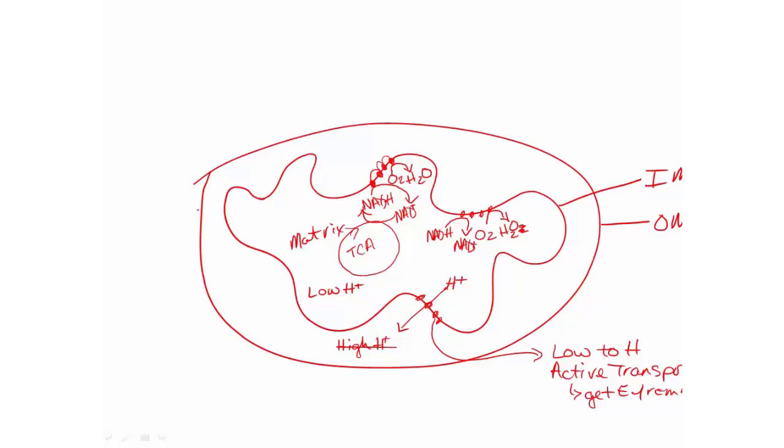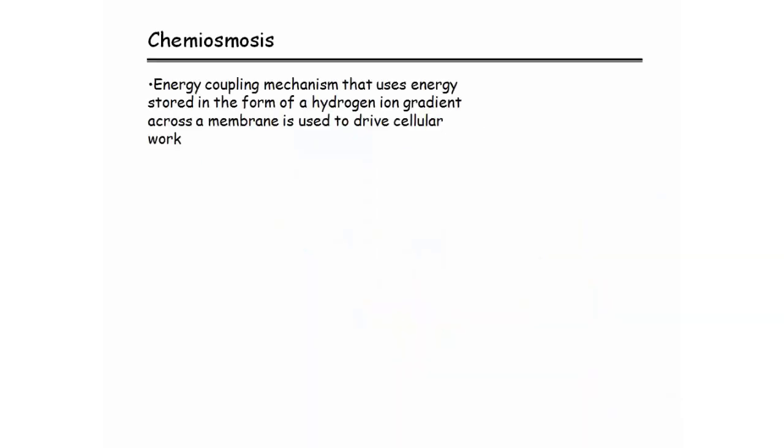Now, if we look at the ATP synthesis part of all of this, the ATP in the oxidative phosphorylation is going to be synthesized through the process of chemiosmosis. Chemiosmosis is an energy coupling mechanism that will use energy stored in the form of a hydrogen ion gradient to drive cellular work. Well, we're going to have a hydrogen ion gradient from the electron transport chain. So the electron transport chain is generating that. And then we're going to be driving cellular work, which will be the making of ATP.